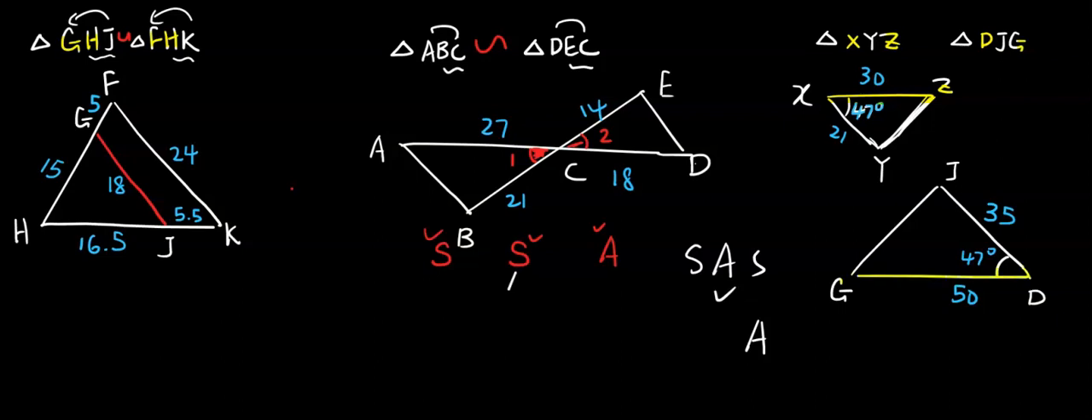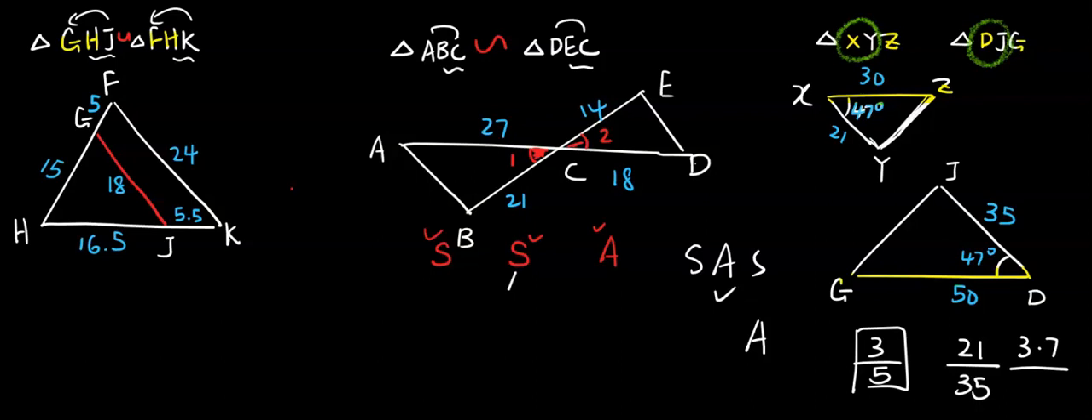And DG is 50. So the ratio here is 3 to 5. And we got one side. Let's check the other side. The other side is XY. So we have XY to DJ. Okay, let's check this too. XY is 21, and this is 35. Very good. And we also have a ratio of 3 to 5.